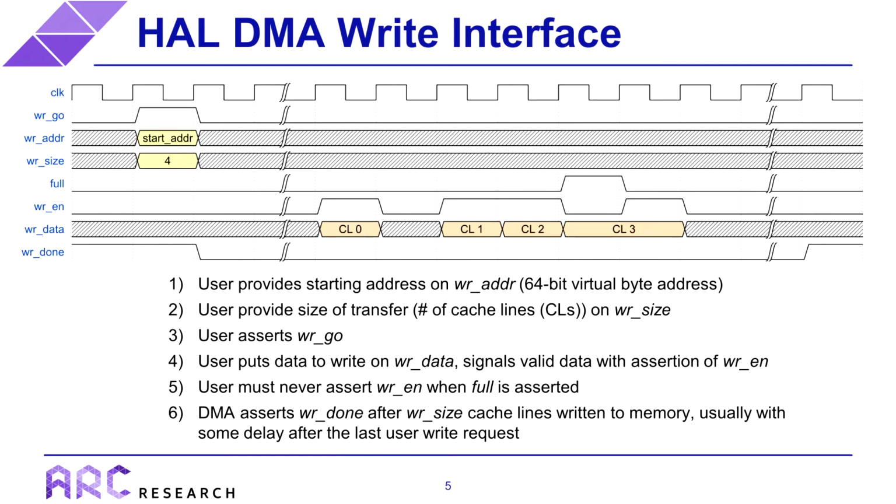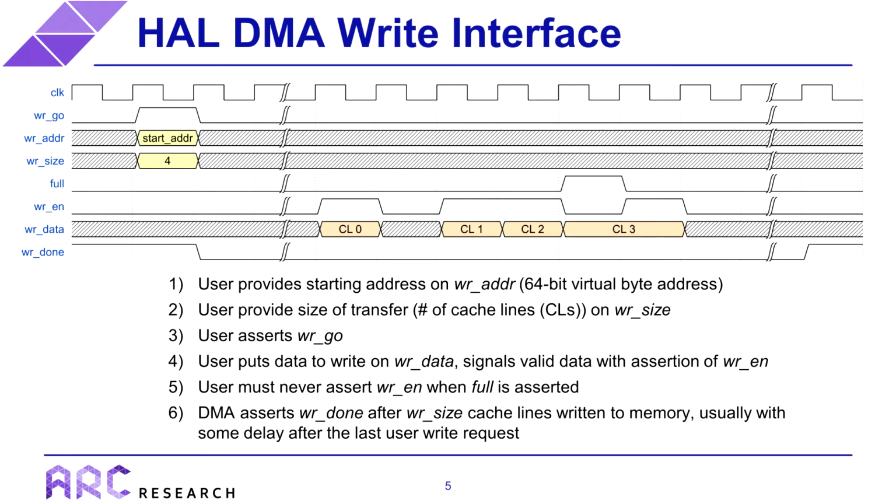All right, so here we have the DMA Write interface. It is somewhat similar to the read interface. We again start by specifying a start address where we want to start writing data in memory. We put that address on the write address signal. Again, that address corresponds to a 64-bit virtual byte address. It's essentially the address that would be used in software to access that location in memory.